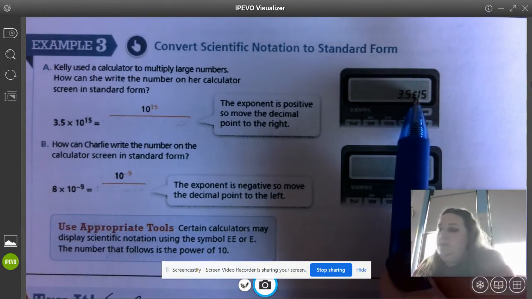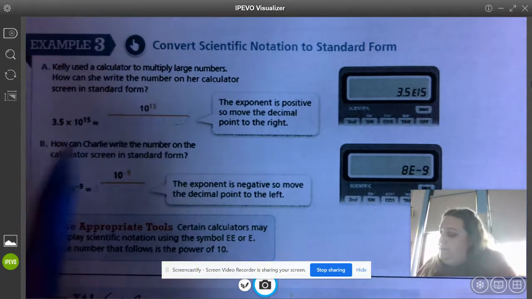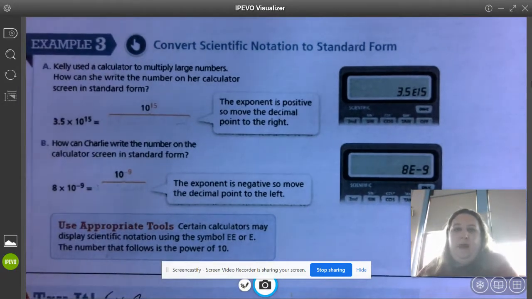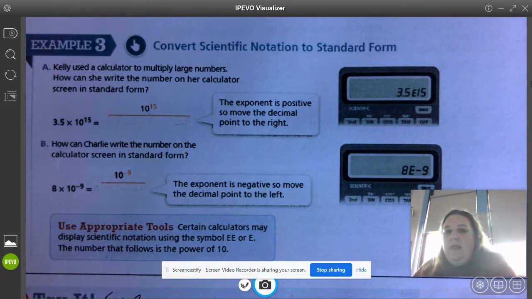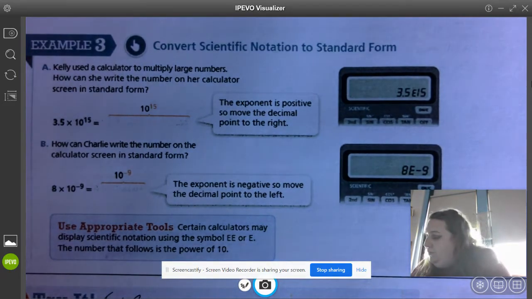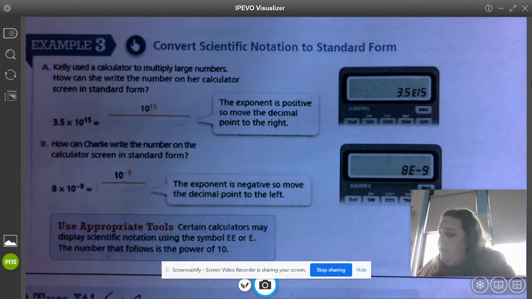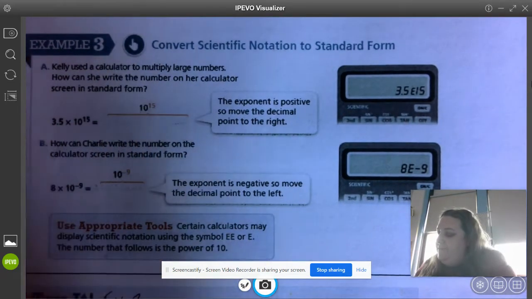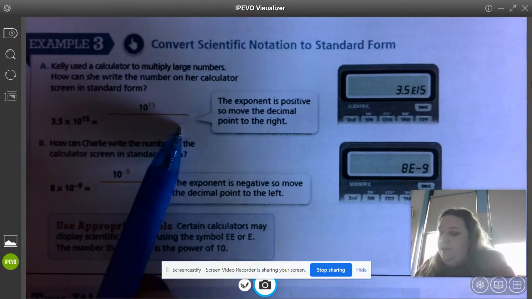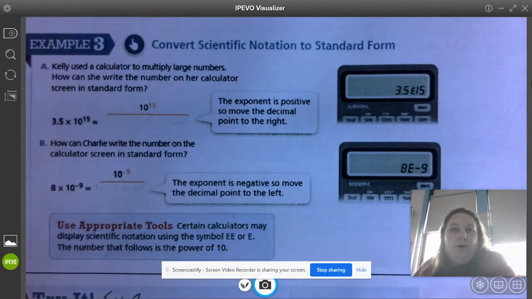And then E stands for exponent. So exponent of 15 means it's 10 to the 15th power. We always have base 10, and then whatever is after the E is your exponent, in this case 15. So if I was to write this out, I have a positive 15, meaning I'm moving my decimal point to the right. So it's going to be a number greater than 1, and I'm going to move it 15 times.